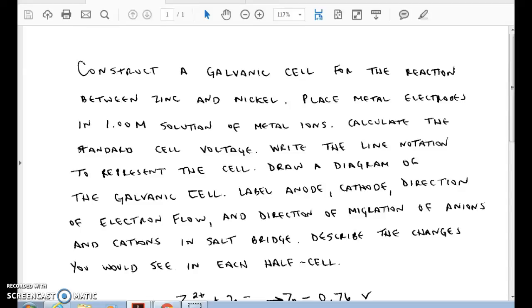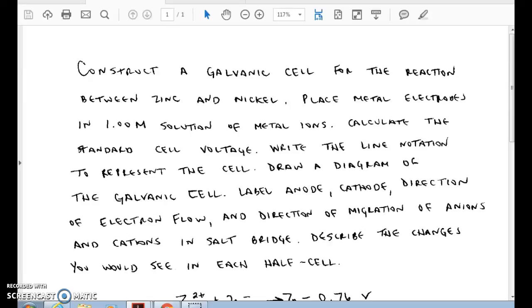Hi, this is Mrs. Westmoreland, and today we're going to talk about converting chemical energy into electrical energy in a galvanic cell. So our task is to construct a galvanic cell for the reaction between zinc and nickel. We're going to place metal electrodes in 1 molar solutions of the same metal ions.